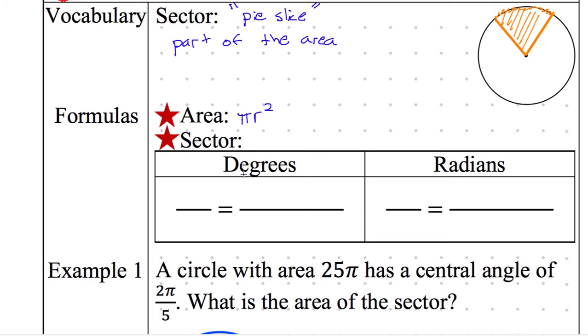All right, so for degrees, the way that I find sector area is I do the angle, whatever angle I'm given, and I divide that by 360. That is going to be equal to the sector area over the total area. And when I say total area, I'm talking about the circle. If that is confusing, you can do a little circle in the bottom right-hand side. It's called a subscript.